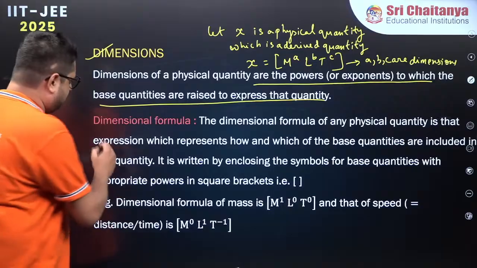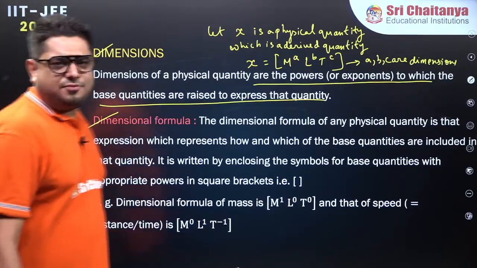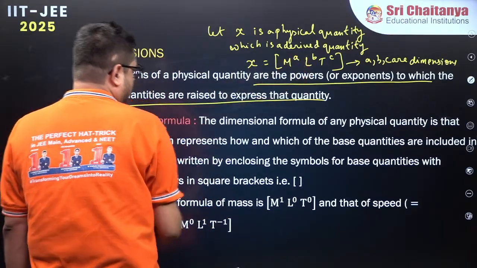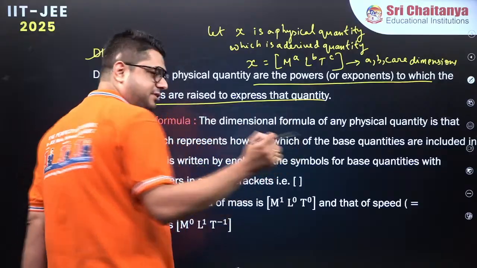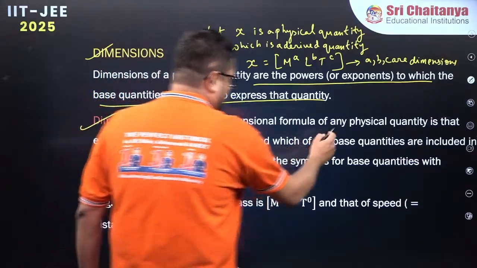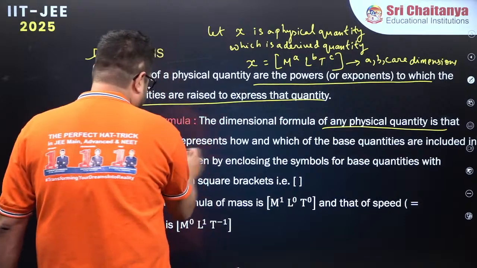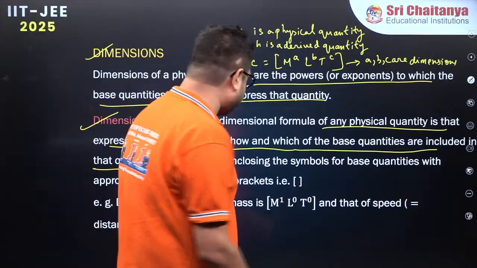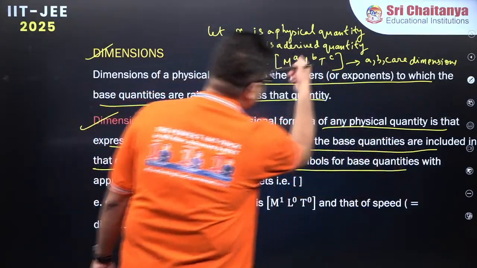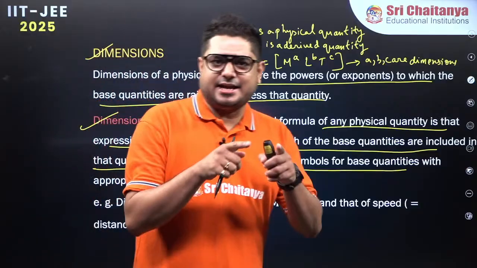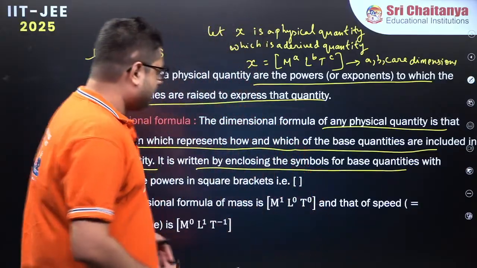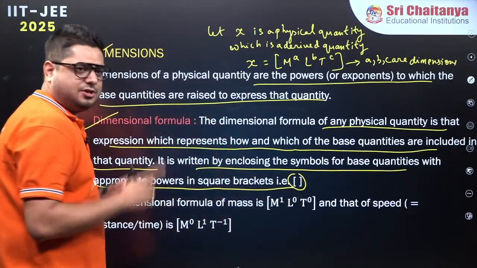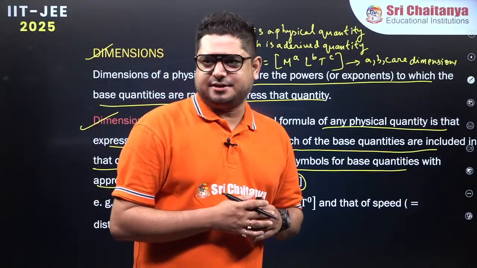The next is the dimensional formula. The dimensional formula of any physical quantity is that expression, just like the way I expressed it, so this entire expression. First of all, let's read the statement. It is that expression which represents how and which of the base quantities are included in that quantity. It is written by enclosing the symbols with appropriate powers in square brackets like this. These are square brackets, or you can call them close brackets.